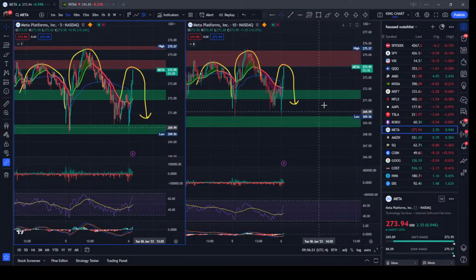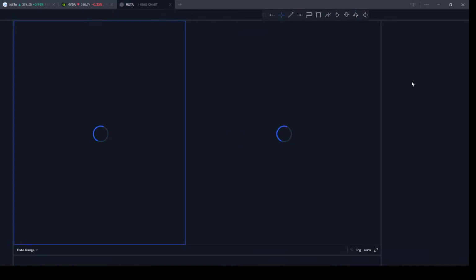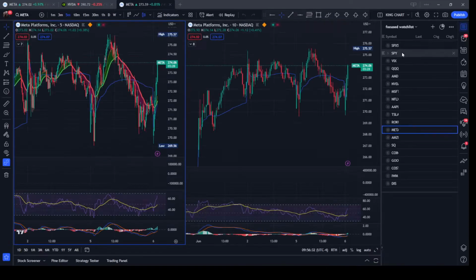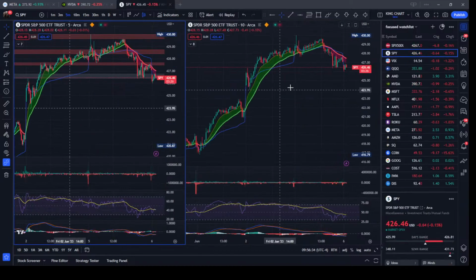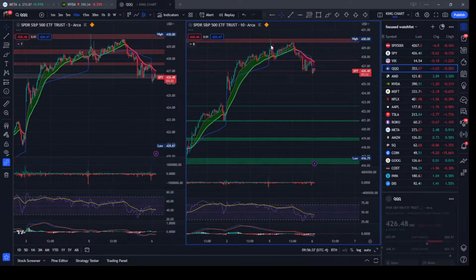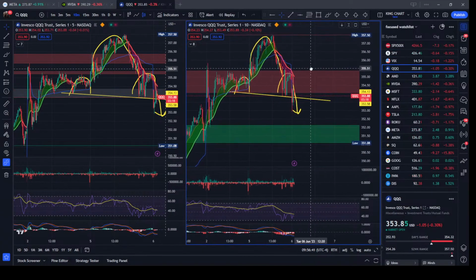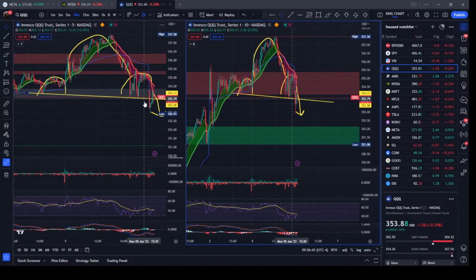Yeah, Meta's super strong. Sorry, I'm kind of obsessing over NVIDIA right now. Looks like Qs are trying to come back into the pattern, our head and shoulders.